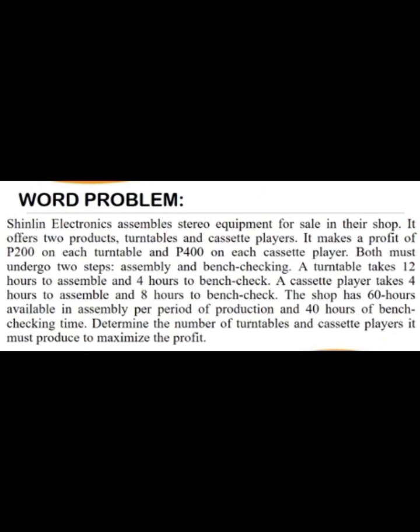A turntable takes 12 hours to assemble and 4 hours to bench check. A cassette player takes 4 hours to assemble and 8 hours to bench check. The shop has 60 hours available in the assembly period of production and 40 hours of bench checking time. Determine the number of turntables and cassette players it must produce to maximize the profit.